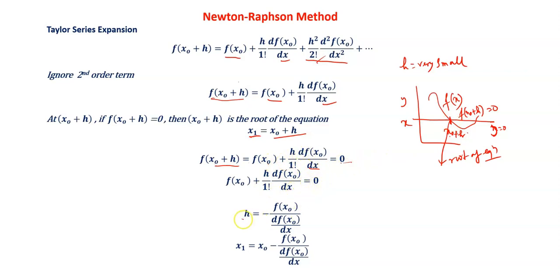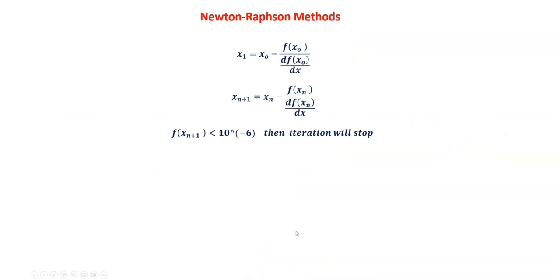So from here we can easily calculate h. Okay, so h is nothing but minus f(x0) divided by df(x0)/dx. Now if I know h and the initial guess, we can easily calculate the root of the equation, x1. So x1 will be nothing but x0 minus f(x0) divided by df(x0)/dx. So this is actually the Newton-Raphson method. By using the Newton-Raphson method, we can write it in a good way: x1 is x0 minus f(x0) divided by df(x0)/dx.